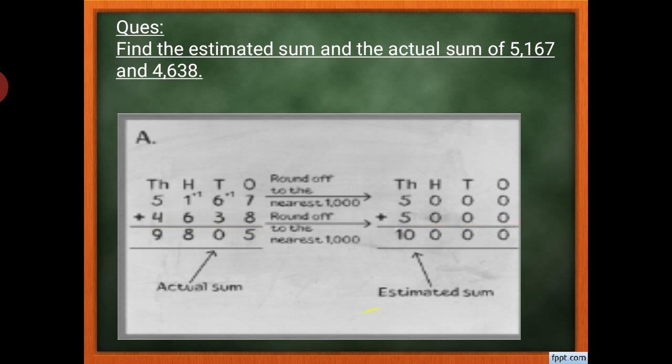Then to find the estimated sum, we just add both the rounded off numbers, so it becomes 10,000. So here we have the actual sum 9,805 and the estimated sum 10,000. See, the actual sum is close to the estimated sum. So children, the estimated sum can be greater than the actual sum, and sometimes it can be less than the actual sum, but the estimated sum will be near about the actual sum.